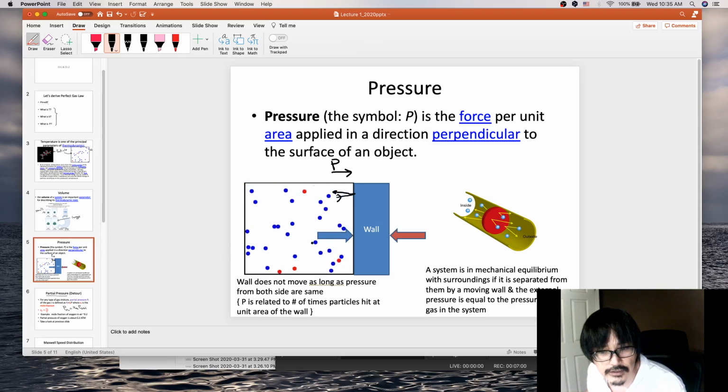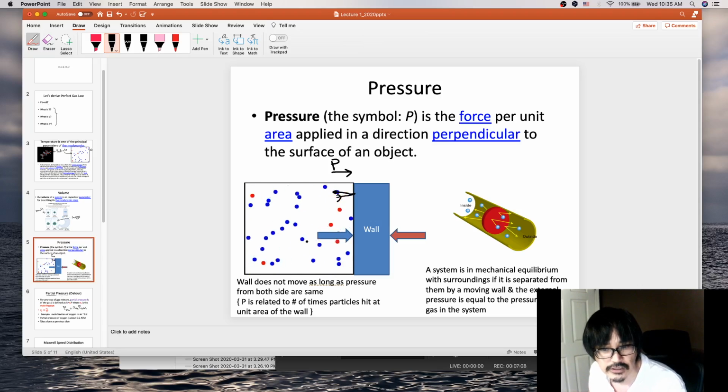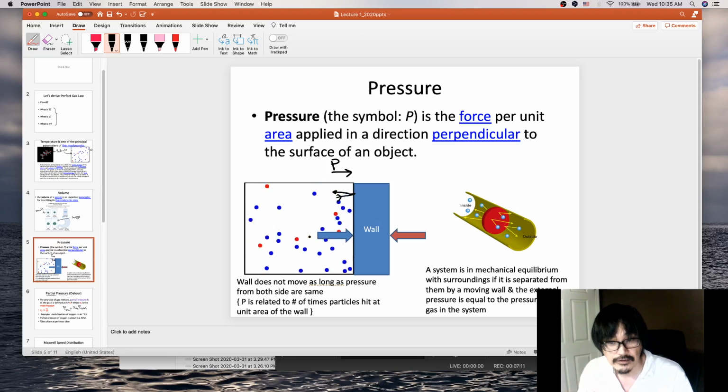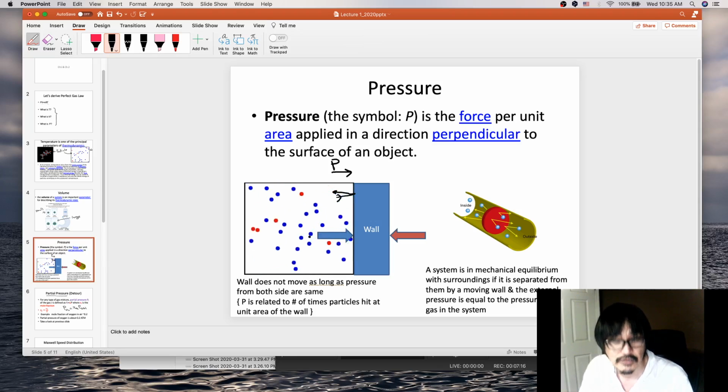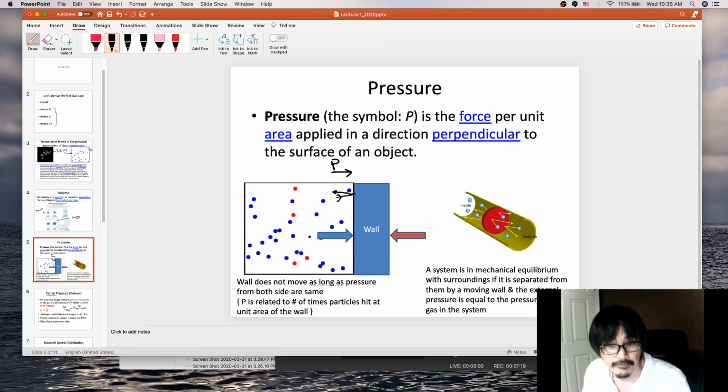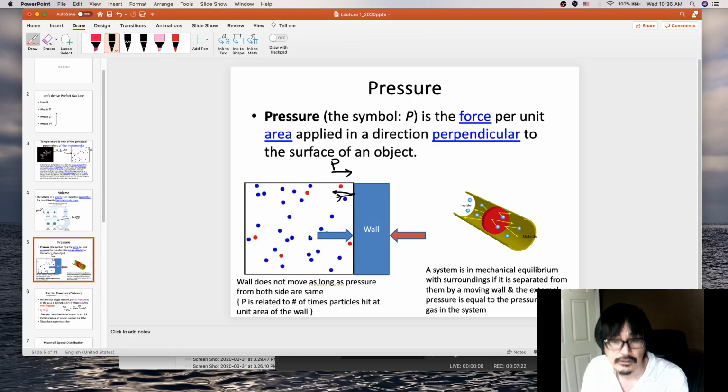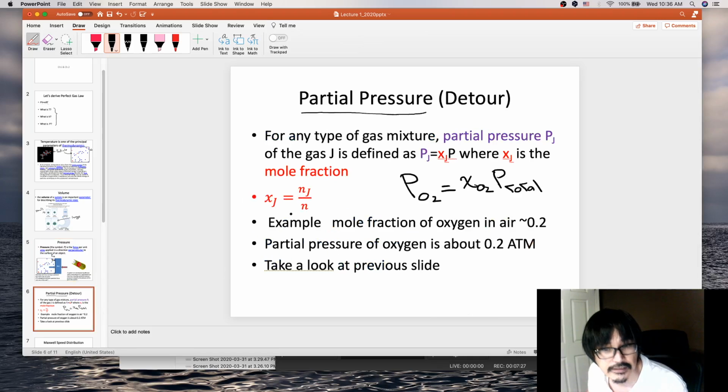If I look at this red dot right here, the red dot may be the oxygen molecule, and the blue dot right here is the nitrogen molecule. The force applied by the oxygen molecule is much less than the force applied by the nitrogen molecule here, right? Because the frequency of collisions is much lower than for the nitrogen. So that explains this mole fraction, which is multiplied by the total pressure to give the partial pressure.